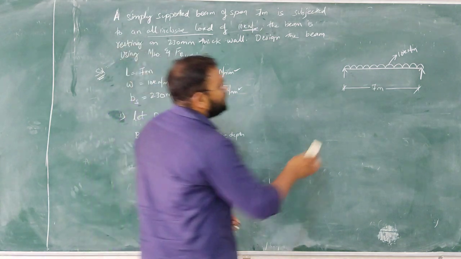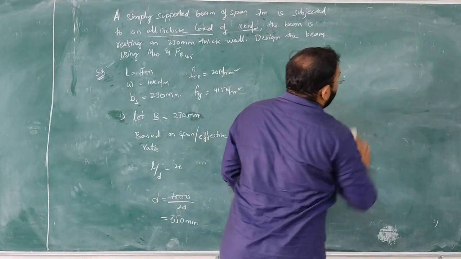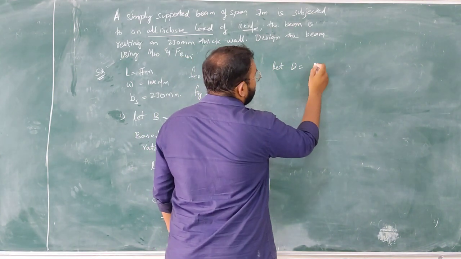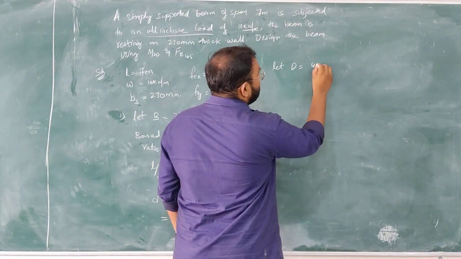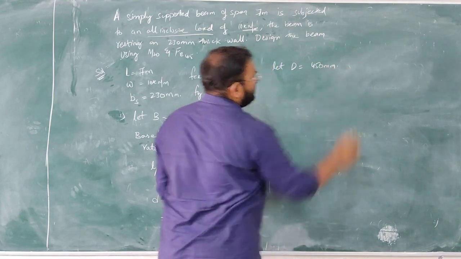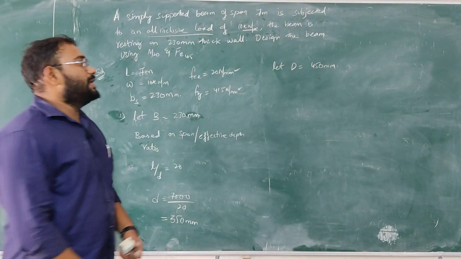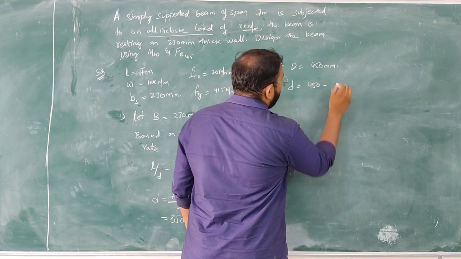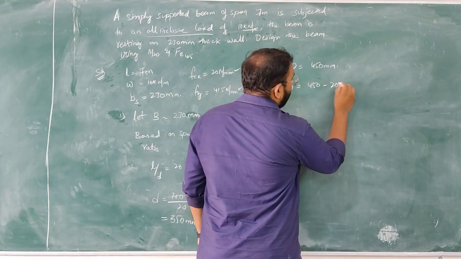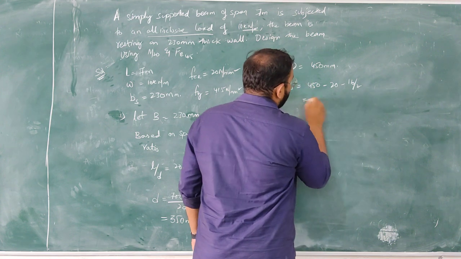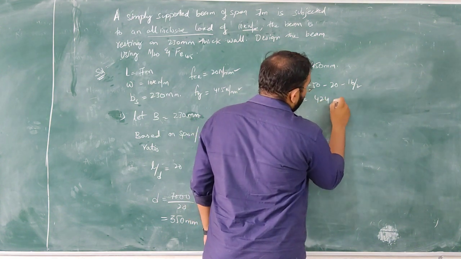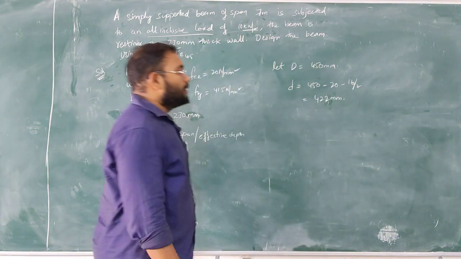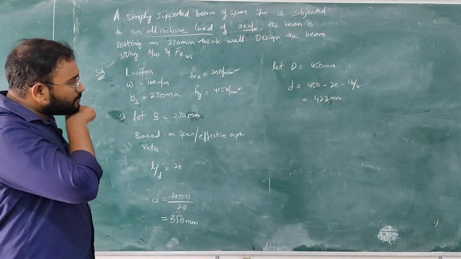Now the next step is, let capital D be equal to 450 mm. Let capital D be 450 mm. Now small d will be equal to 450 minus 20 minus 16 by 2. So this will be 422 mm.